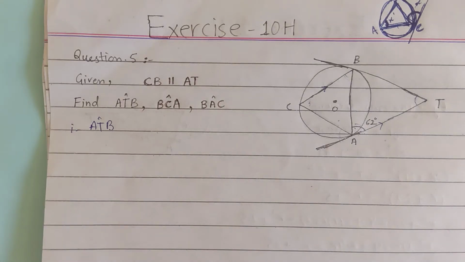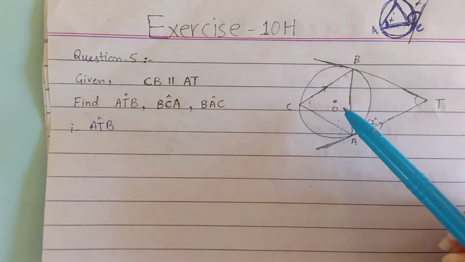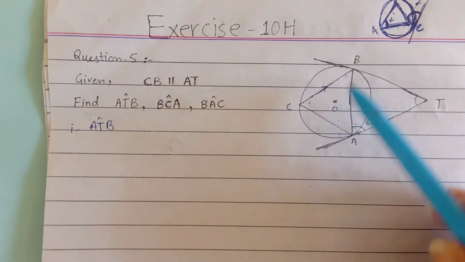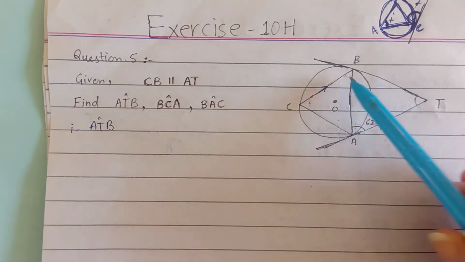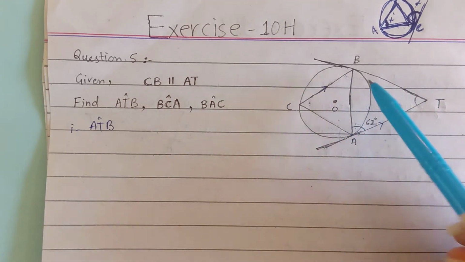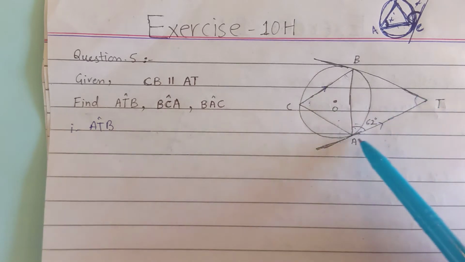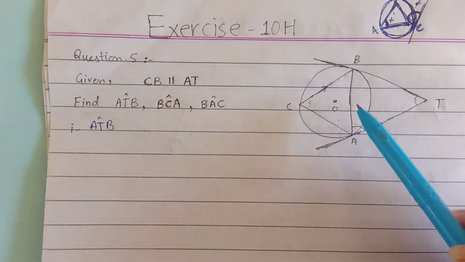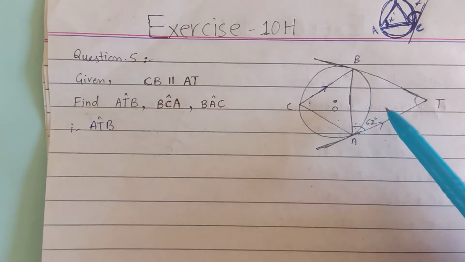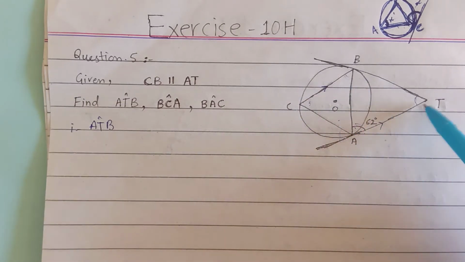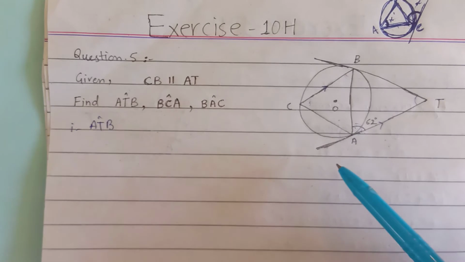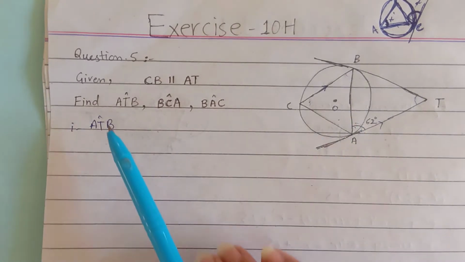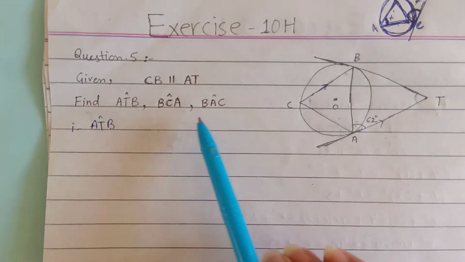We are starting question number 5 of exercise 10H. You can see in the diagram that we have a circle and there are two tangent lines which are touching this circle, and it is given in the question that TB is equal to TA. These lengths are equal, right? And the next thing is that you're given this angle BAT, which is 62 degrees, and they have asked you to find these three angles: ATB, BCA and BAC.